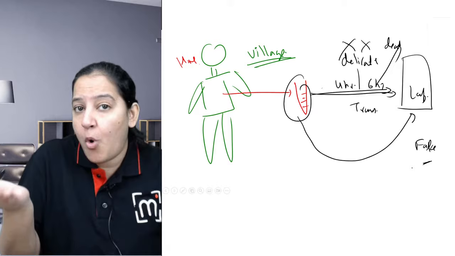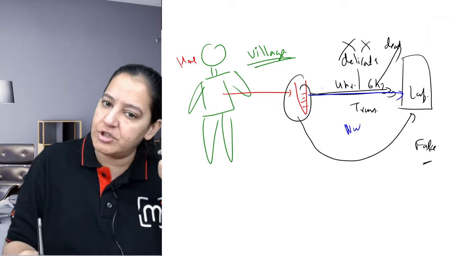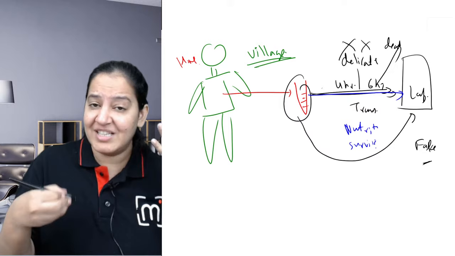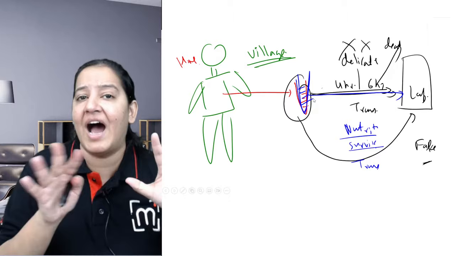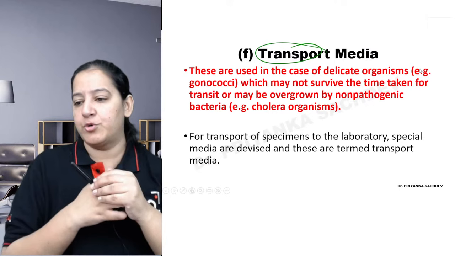So during this transit, we will give a small nutrition to the bacteria so that they can survive. They will not die. So with the help of transport media, we keep the bacteria in a media known as transport media, which provides a small amount of nutrition so they don't die. At least on reaching the laboratory, they survive. Such a media is known as transport media. Give me a thumbs up if you got the basic concept behind that.